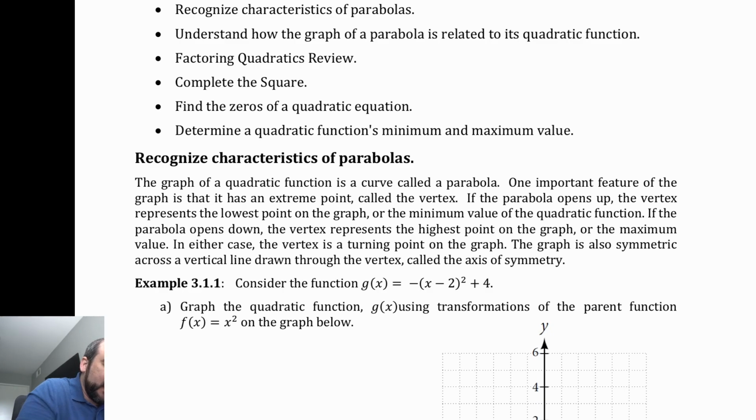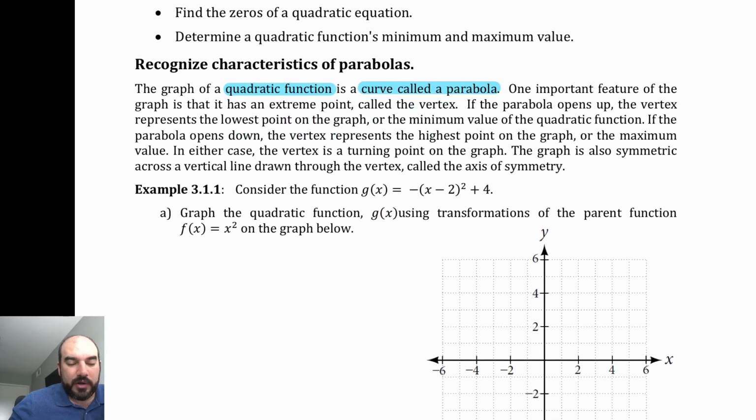Parabola is the name for the type of curve that we get when we graph a quadratic function, right? So the function itself is called a quadratic function, and when we draw the graph, we're going to see some kind of U-shaped graph. That shape is called a parabola. So we don't call this a parabola, and we don't call the graph a quadratic shape. We call the equation a quadratic function, and then the graph itself is a parabola.